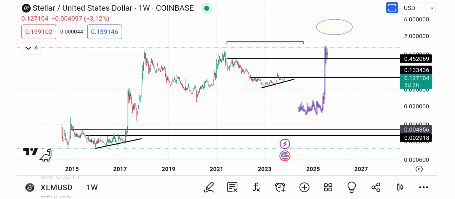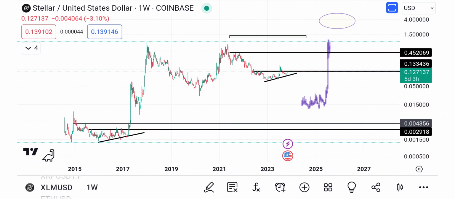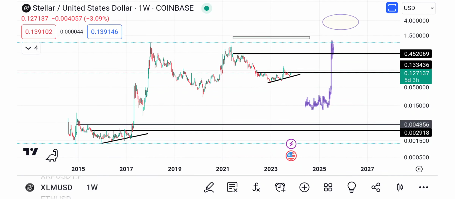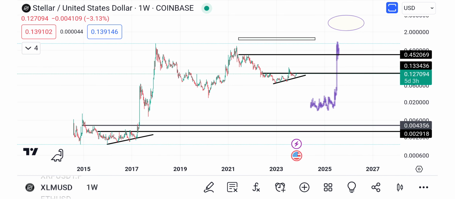Today we're looking at XLM. I haven't done an XLM chart, and the reason is pretty simple: XRP and XLM are literally brother and sister. So the chart is nearly identical as far as wave structure. Obviously they're different in terms of percentages and things like that, but as far as the wave structure goes, it's pretty identical.